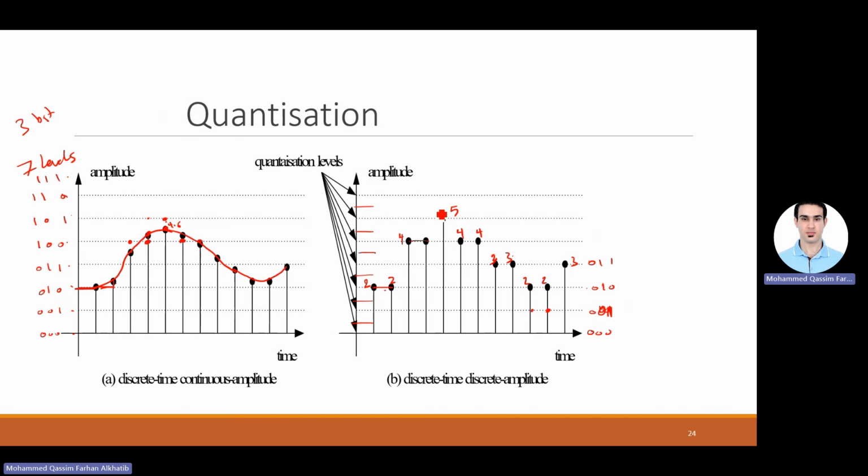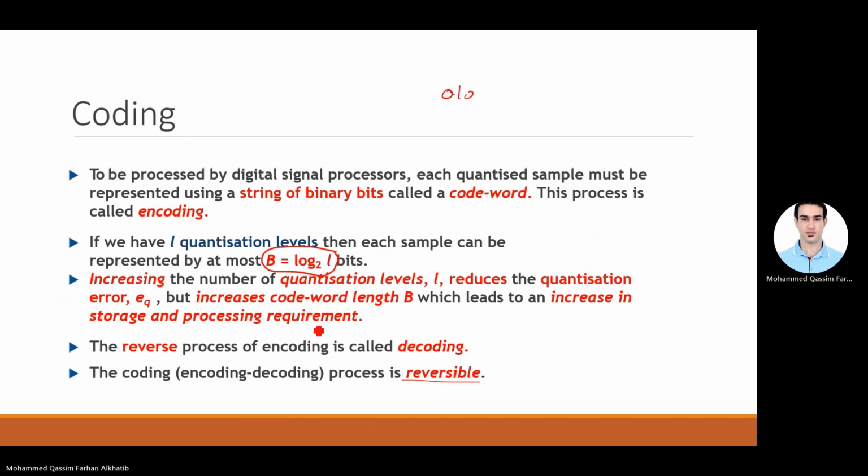Initially, I have these values 2, 2, 4, 5, whatever, convert them to binary stream. Then if I have the binary stream, I can go back to the analog number 5 or 6. So coding, decoding, encoding, decoding is a reversible process.